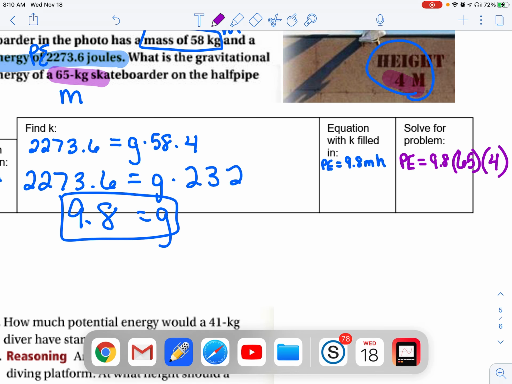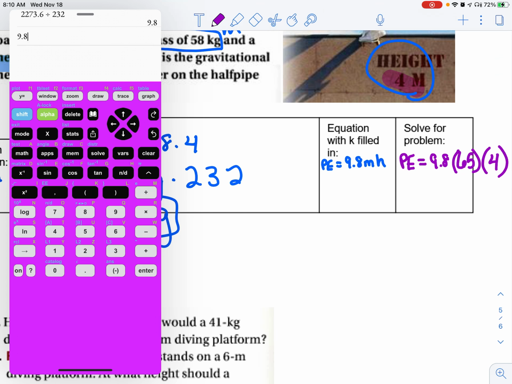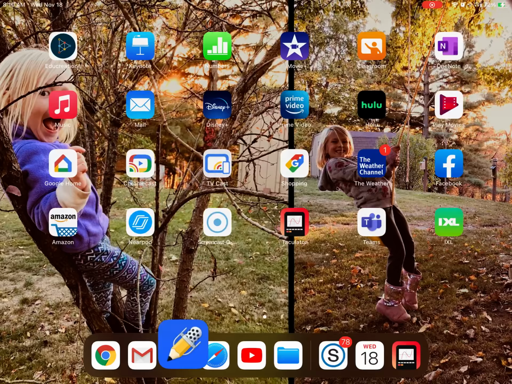So we're going to grab our calculator. We're going to do 9.8 times 65 times 4, and potential energy is 2548, and that's measured in joules.